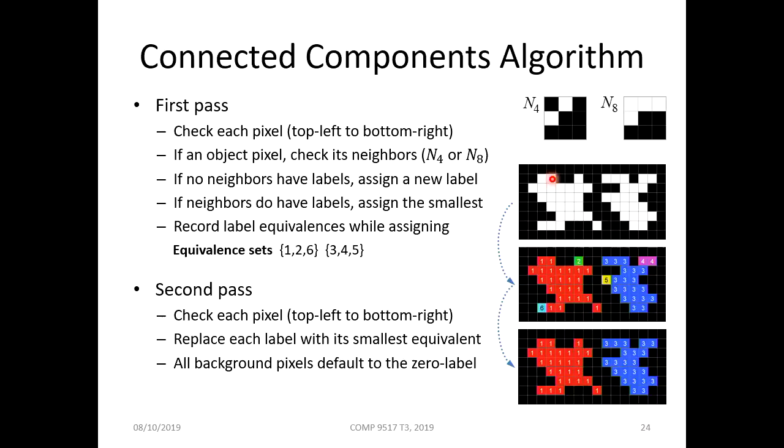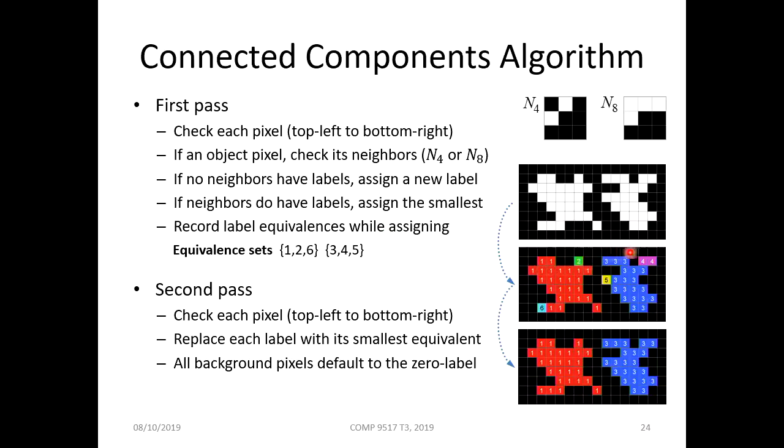When I get here, that's a new pixel. Neighbors have not been labeled, so it's 2. So you see the answer here of the first pass. This is the output of the first pass. You go all the way like this, but also in the process you record any equivalences.